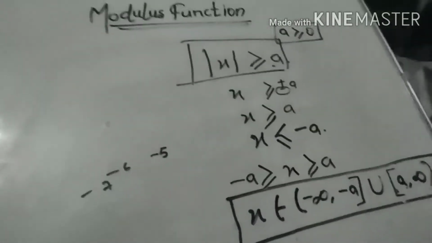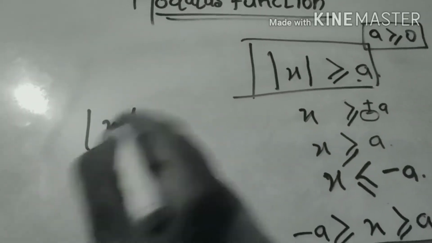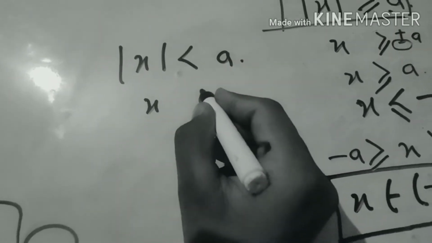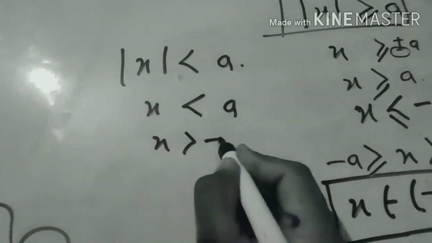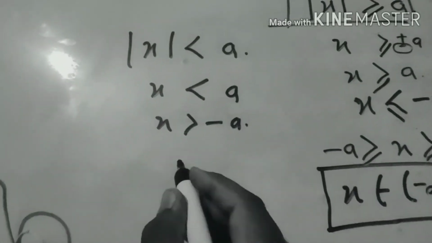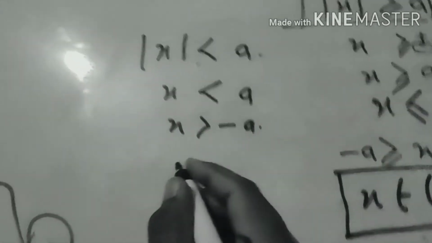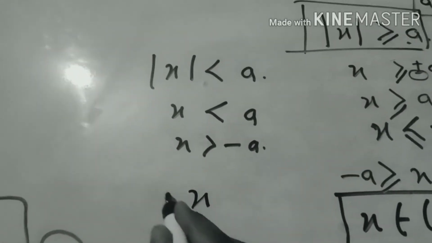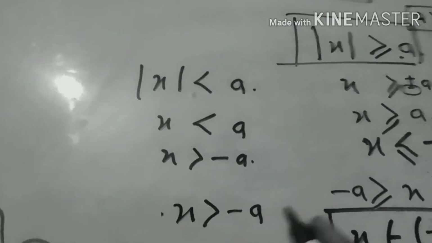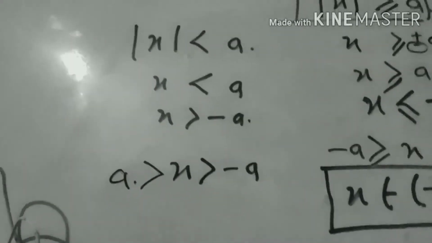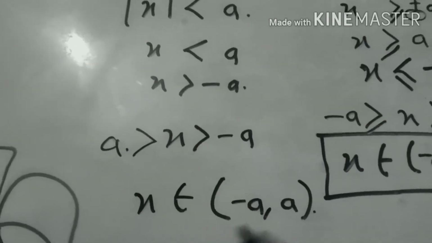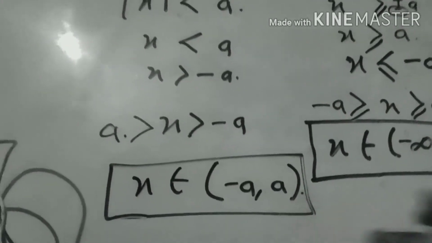Now similarly we will have some questions like modulus x is smaller than a. Then what will be the case? We put the plus and negative sign, so x is smaller than a but x is greater than minus a. As we have discussed, when there is a minus, we just reverse the sign in inequalities. So the value of x will be greater than minus a but smaller than a, which means x will lie between minus a and a. This is an open bracket where a and minus a are not included.